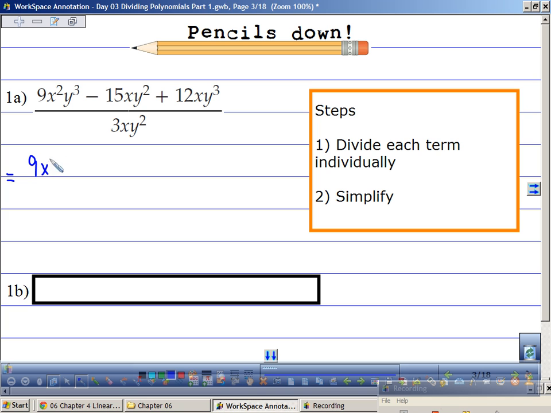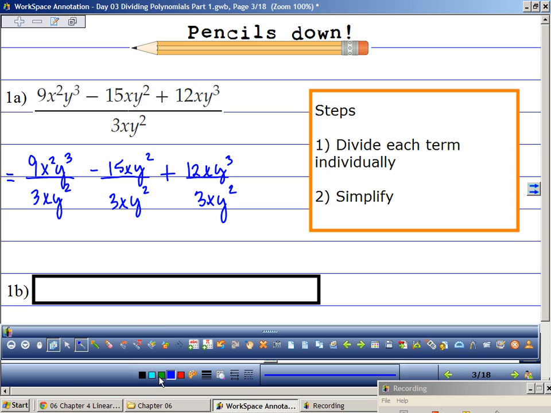So I have 9x squared y cubed divided by 3xy squared. Then that's just like homework you did a couple nights ago, right? Minus 15xy squared over 3xy squared plus 12xy cubed over 3xy squared. Now I can simplify.